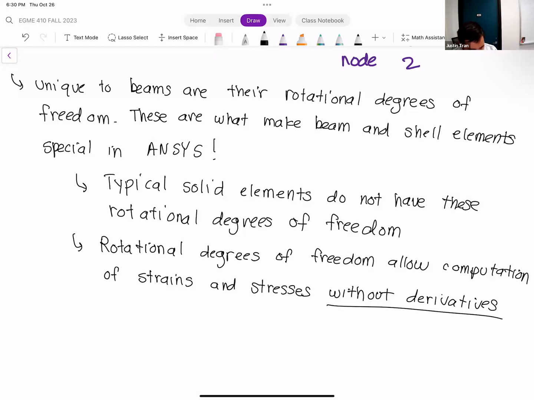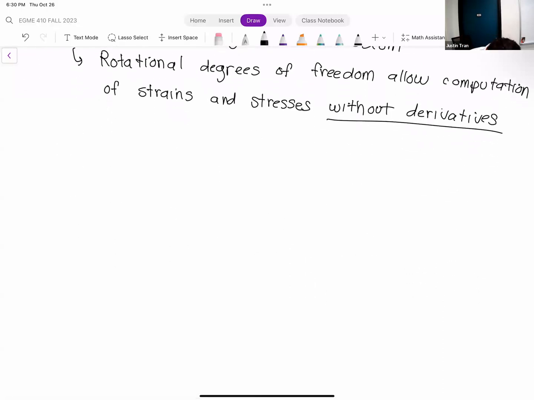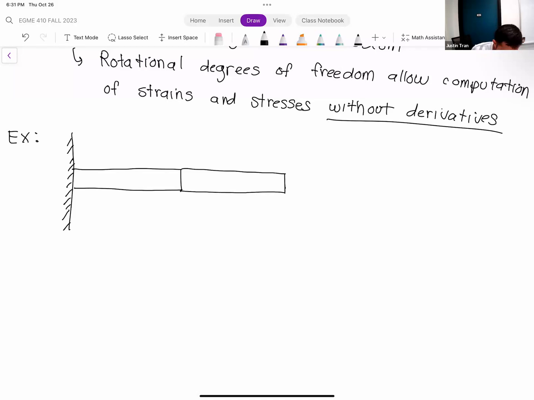Okay, so let's do one more example today. So let's start it, and then we'll probably finish it up on Tuesday. Okay. And so similar to the last example, we're gonna have a two element system. Okay. We're gonna have a fixed wall, just like before. Okay. We're gonna have element A, element B.